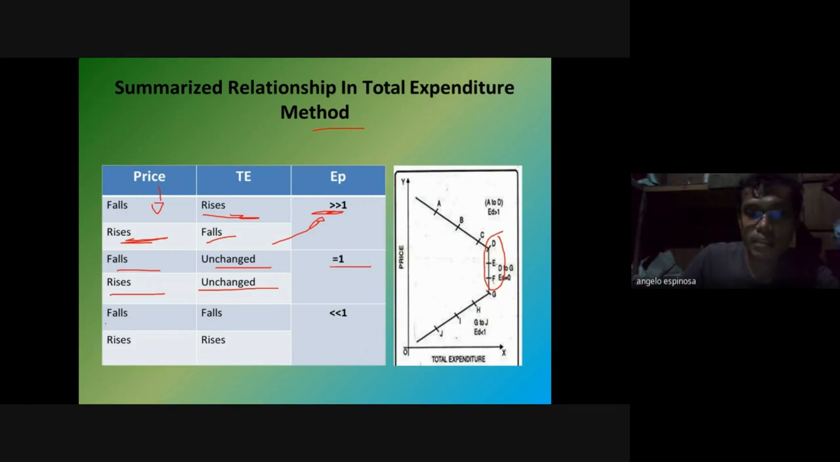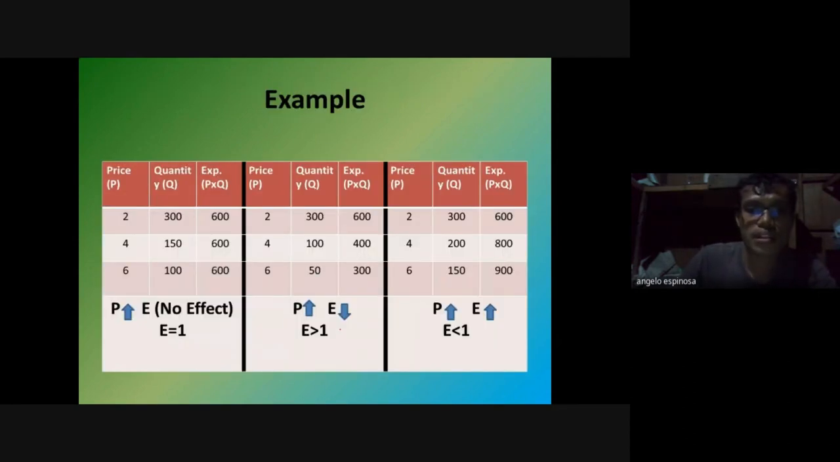When the price falls and the total expenditures fall, that is lesser than 1 here. When the price rises and the total expenditures also rise, that will give you lesser than one. Okay? So these are examples.